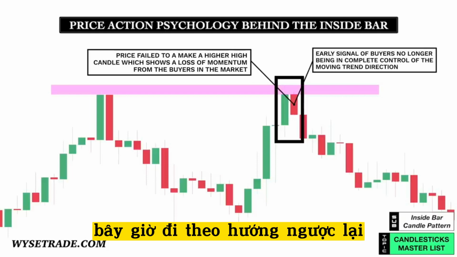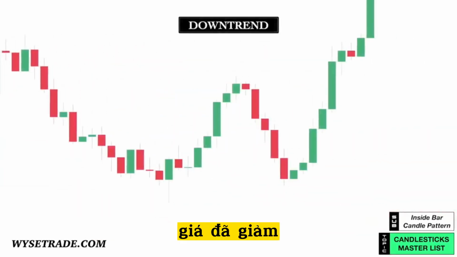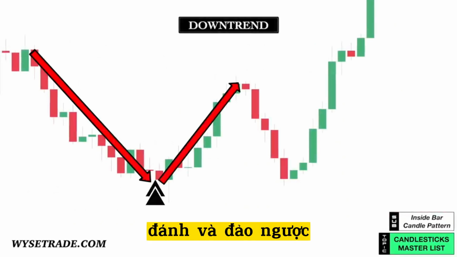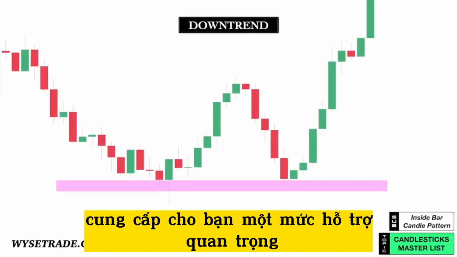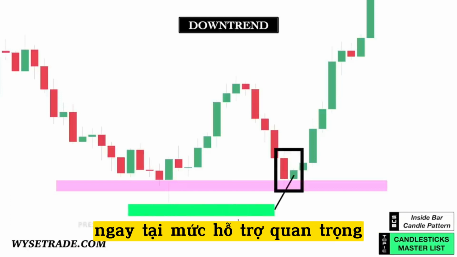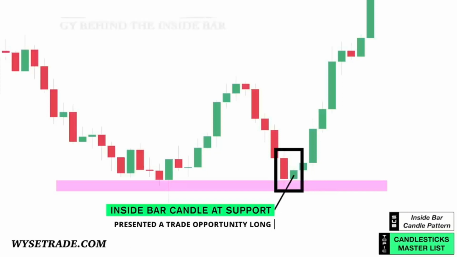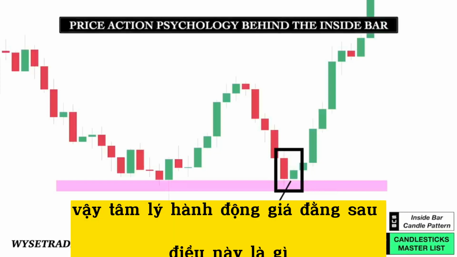Now, going in the opposite direction. Price came down, hit and reversed, giving you a key level of support. As price came back down, you had the inside bar form right at the key level of support, which presented a trade opportunity long. So what's the price action psychology behind this?